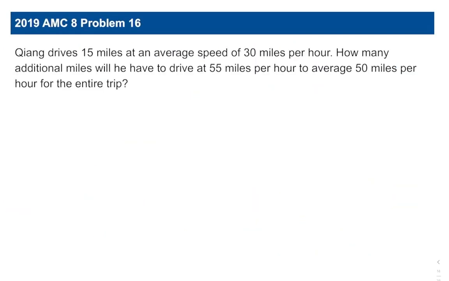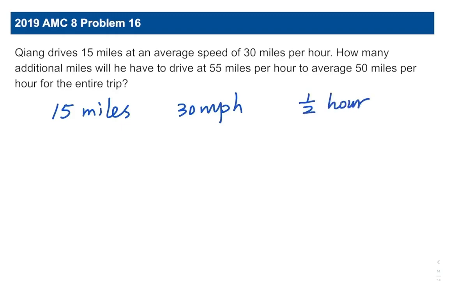Qiang drives 50 miles at an average speed of 30 miles per hour. How many additional miles will he have to drive at 55 miles per hour to average 50 miles per hour for the entire trip? Now let's see. At the beginning, he drives 15 miles with a speed of 30 miles per hour. So the time it takes is 1/2 hour, 30 minutes.